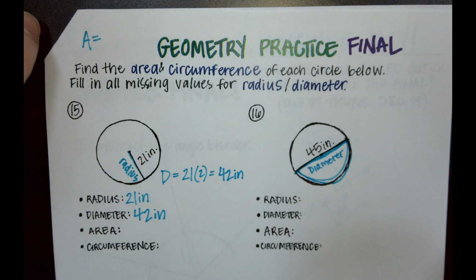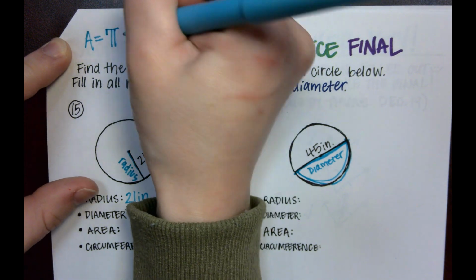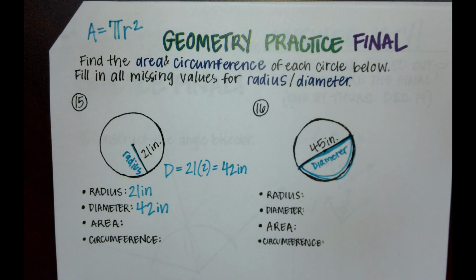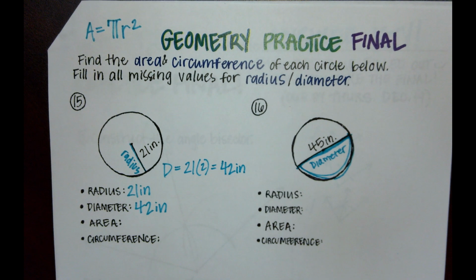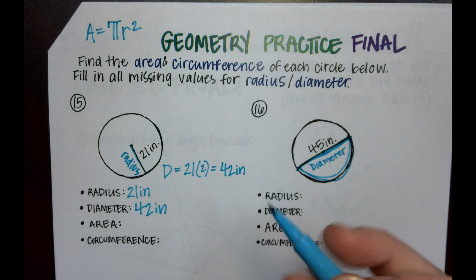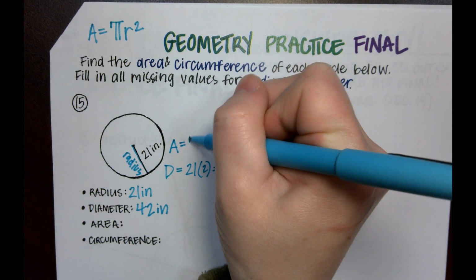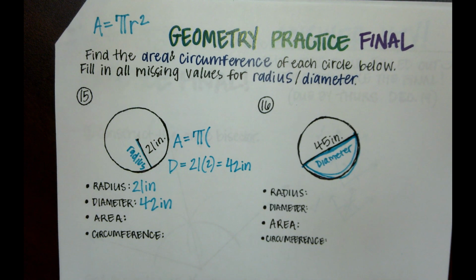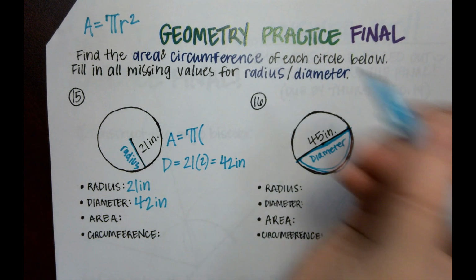So area is pi times radius squared, which also means we have to find the radius. Yes, exactly. Luckily, we already have the radius here. And then there's 2 different formulas we can use to find circumference, the same one. Absolutely. Let's find our area first.